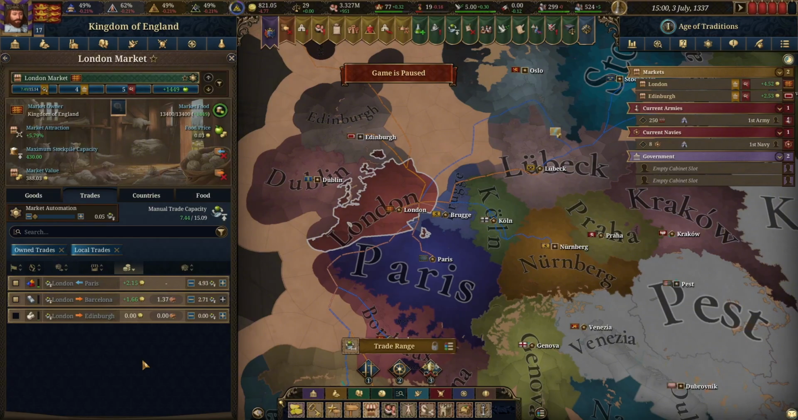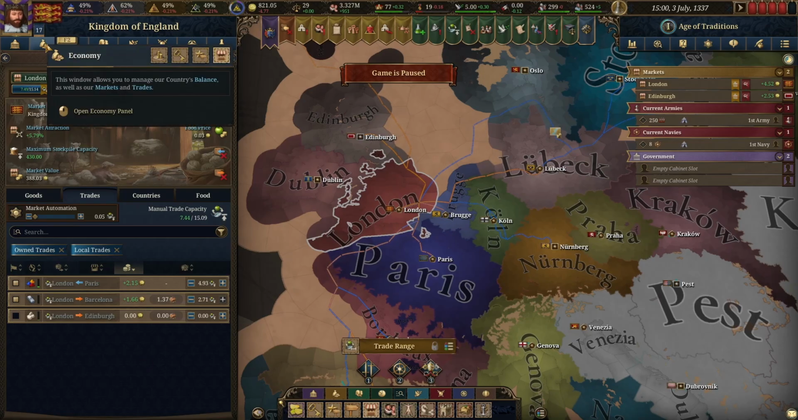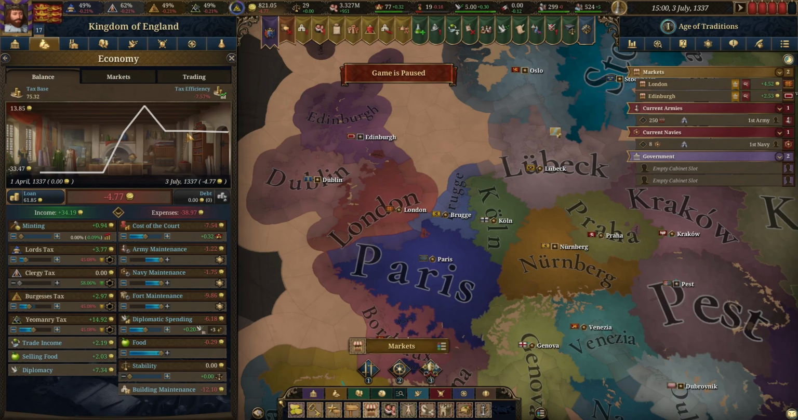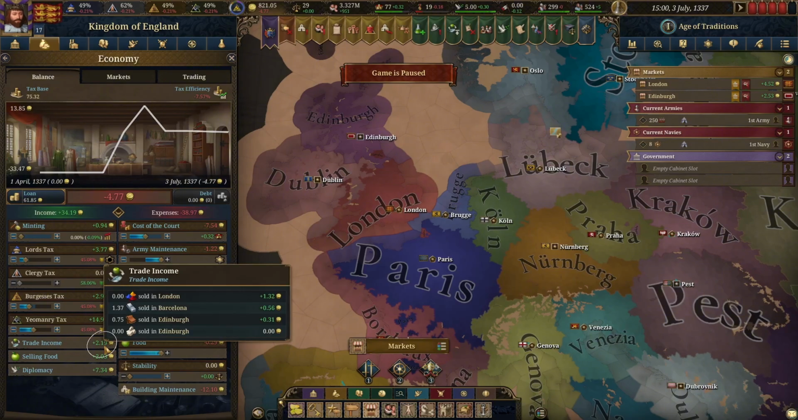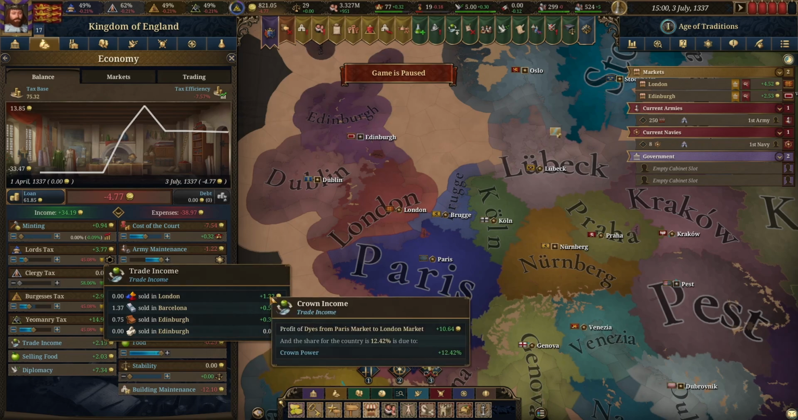Now, okay, cool. We see that we have a few trades here, and we should be earning about 4 ducats per month. But if I go back to my balance screen, I can see that I'm only getting 2 ducats per month. That's because the amount of trade income you get is actually divided amongst the estates, and the amount of income you get is based on your total crown power. For more details on crown power, feel free to watch my prior video.